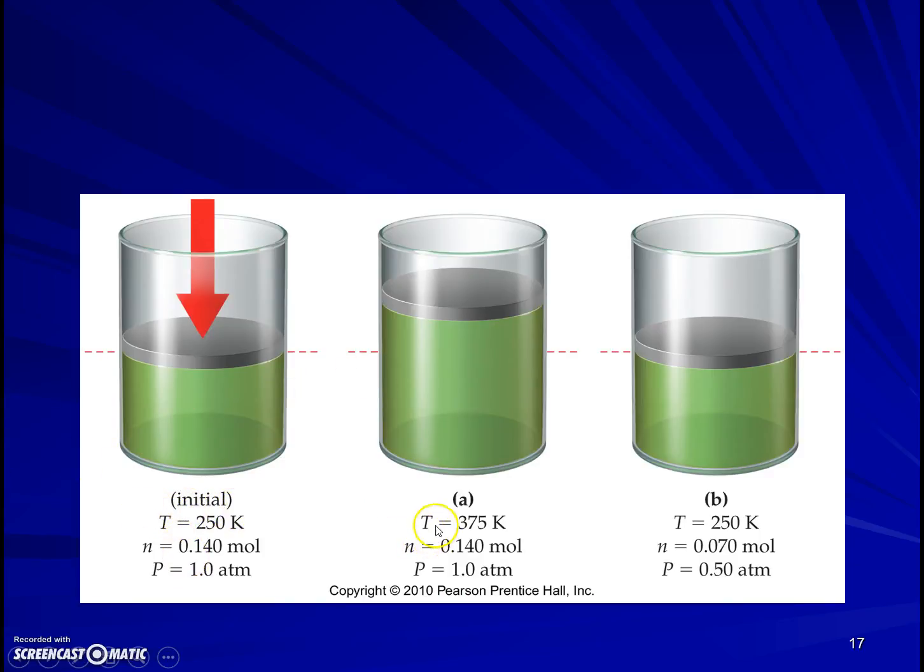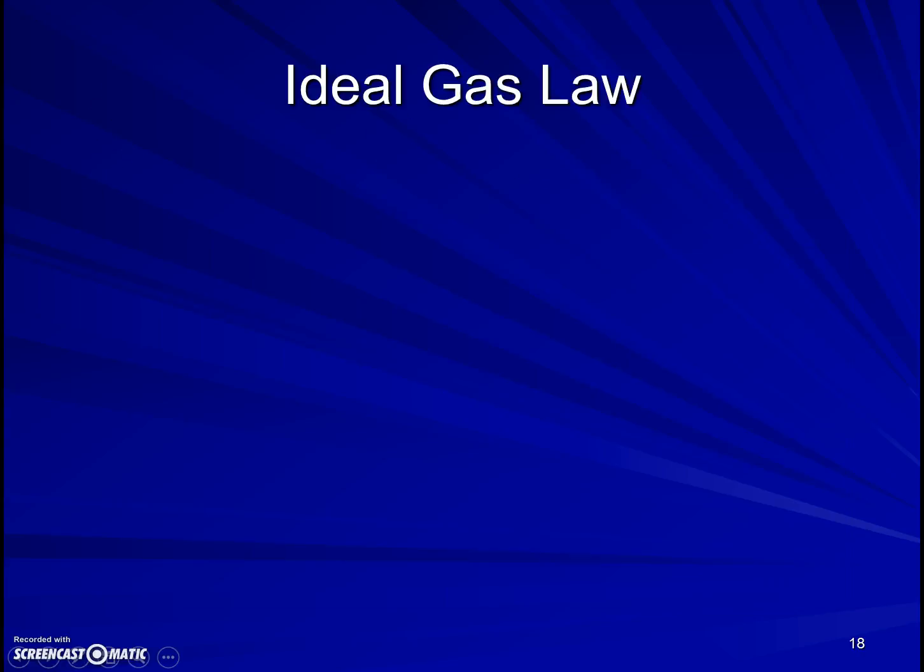If we keep everything the same except increase the temperature by 50%, then the gas's volume is going to expand by 50%. But if we keep temperature the same and cut the moles in half, that would bring us down to half the volume. But then we release the pressure and we get double the volume. And so this container has the same volume as this one.